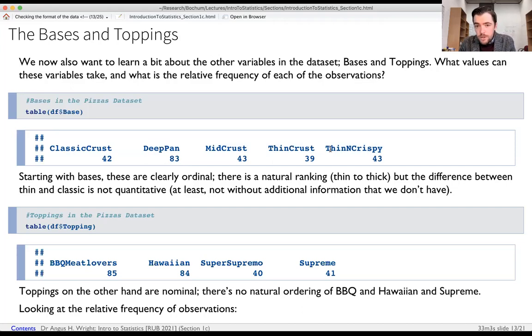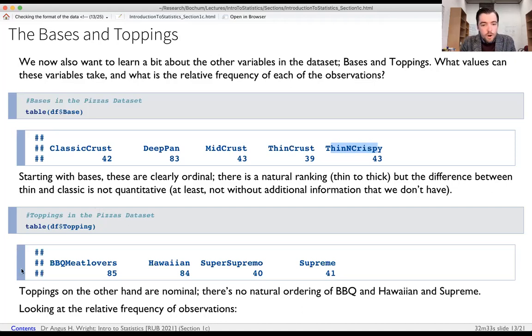Okay, but it's worth also noting that there appears to be some sort of overlap between these possible values, right? So it's not just a simple data set of one of these things meaning deep, or thick, one meaning thin, and one meaning the middle, because arguably thin crust and thin and crispy probably mean the same thing. And that then suggests that maybe there's something else going on in the background that we don't quite understand yet.